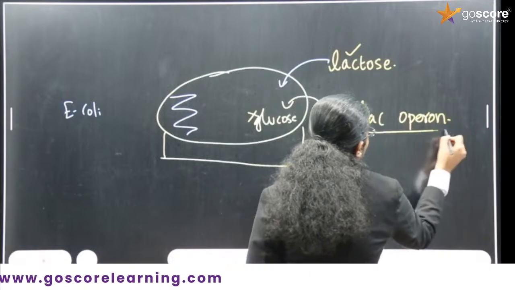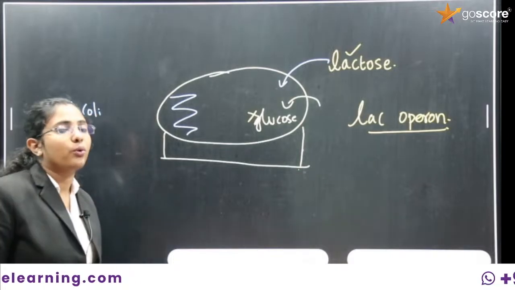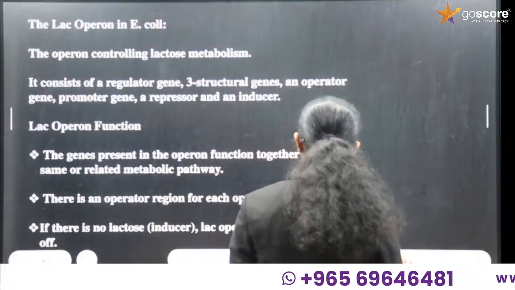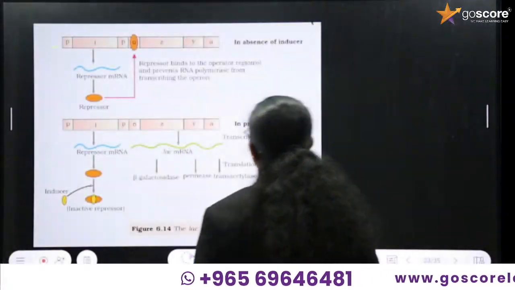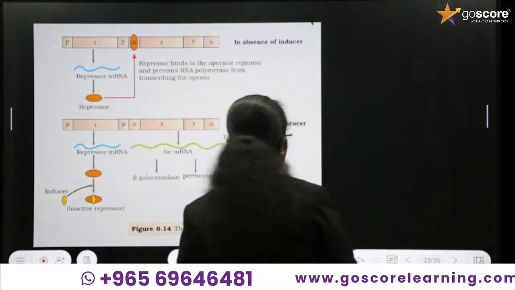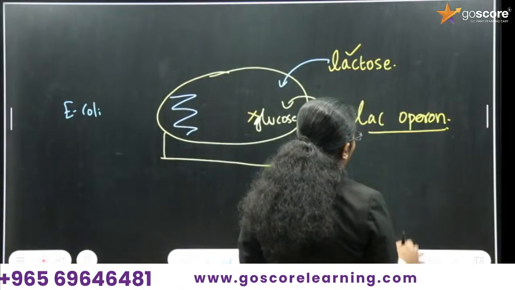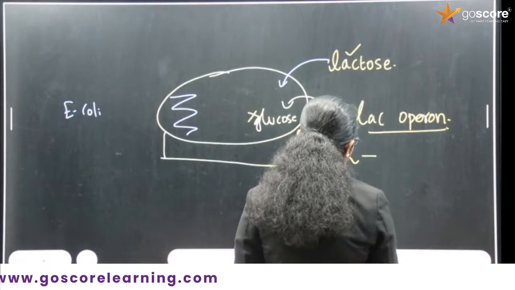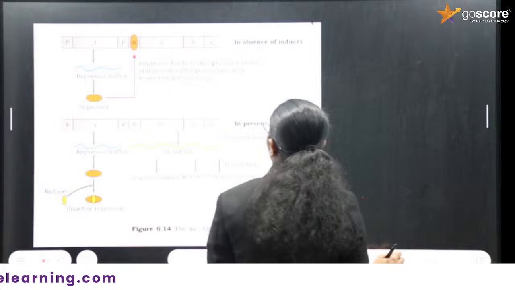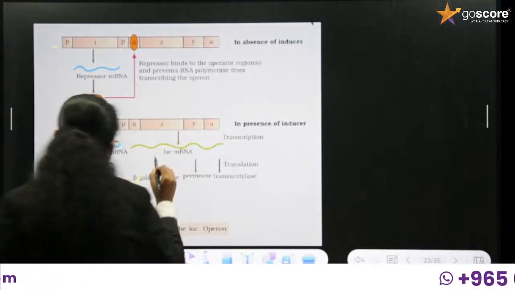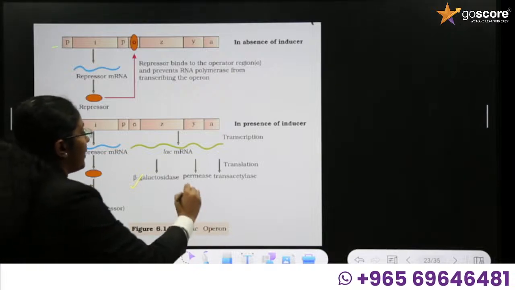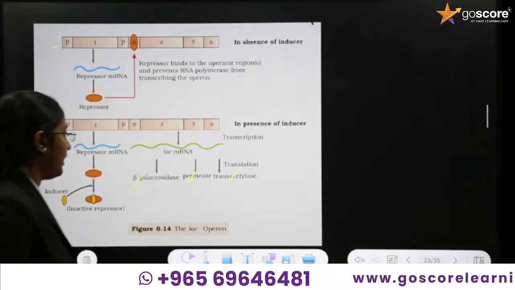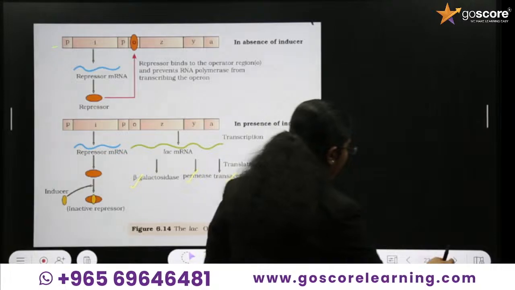Why should the lac operon work? Inside the lac operon, there are three different structural genes: Z, Y and A. The Z gene codes for beta galactosidase, the Y gene codes for permease, and the A gene codes for transacetylase. Here, beta galactosidase is very important.